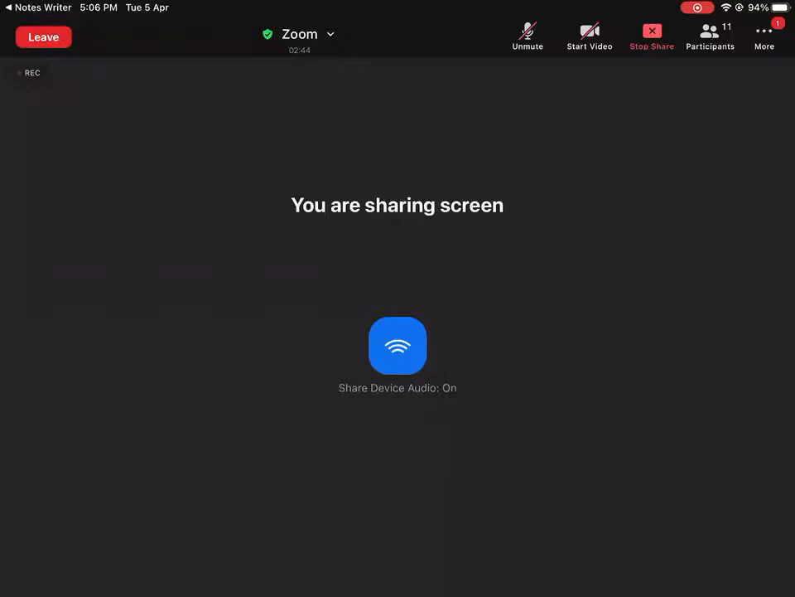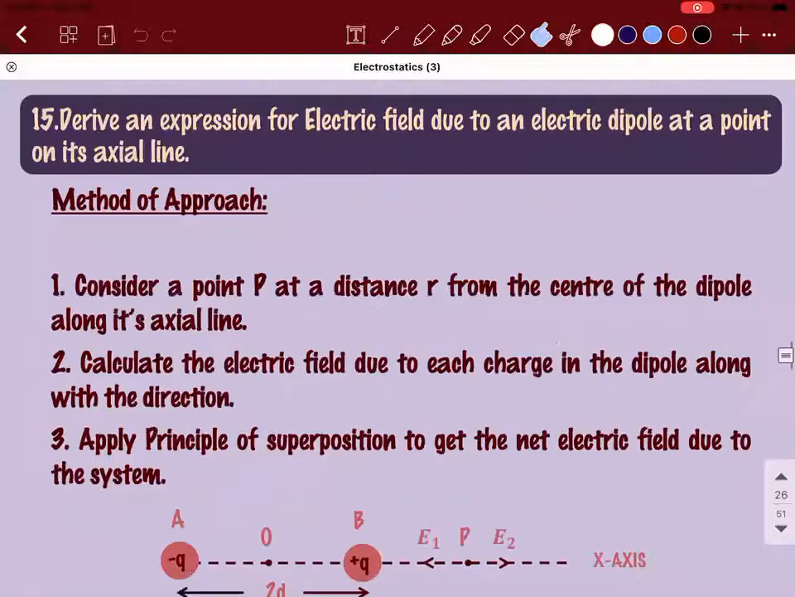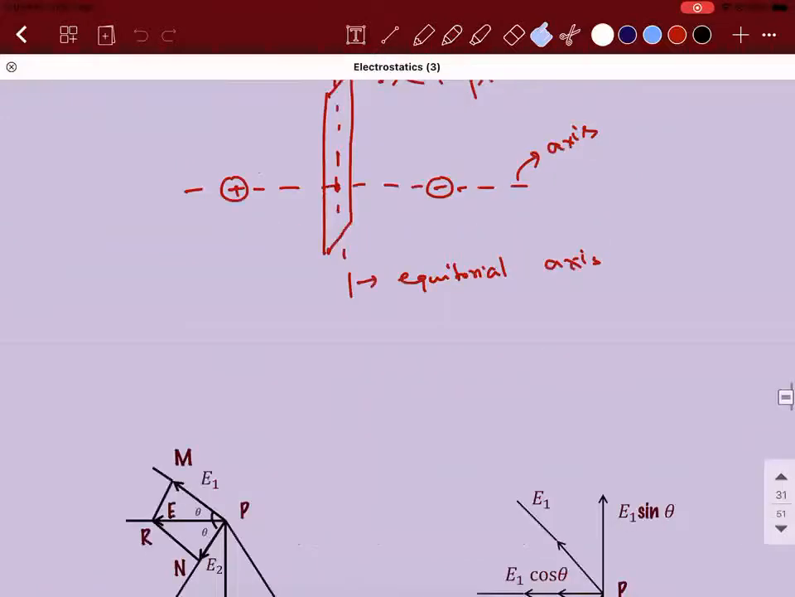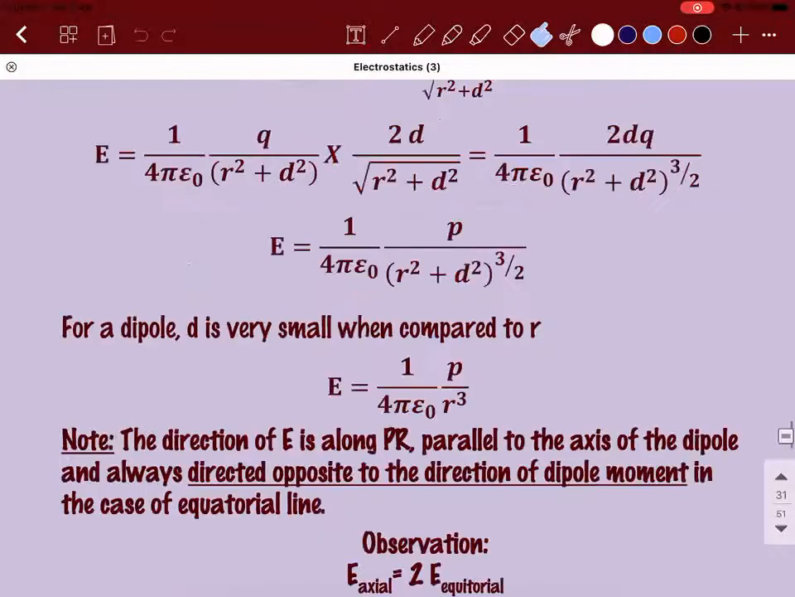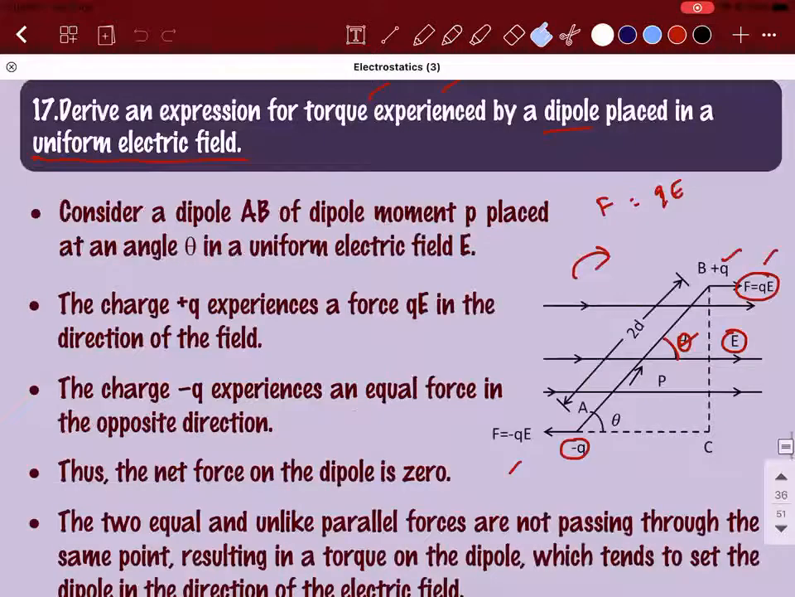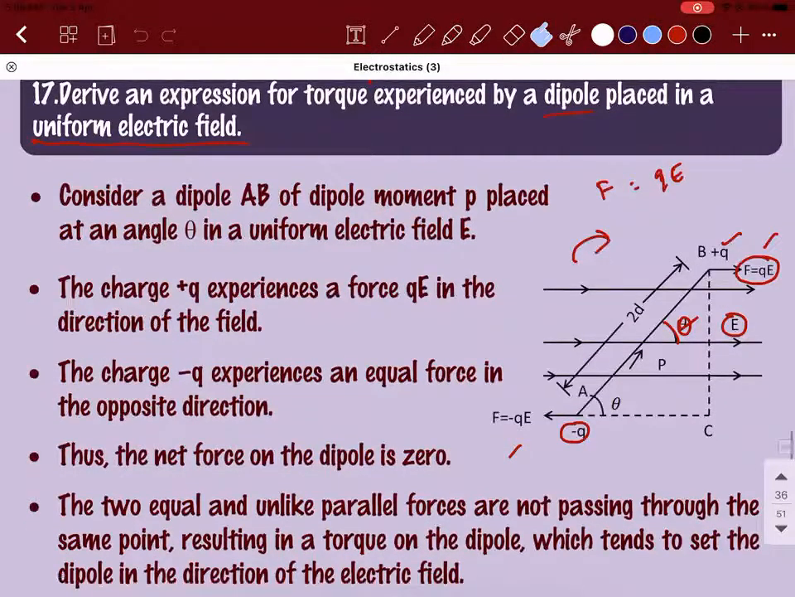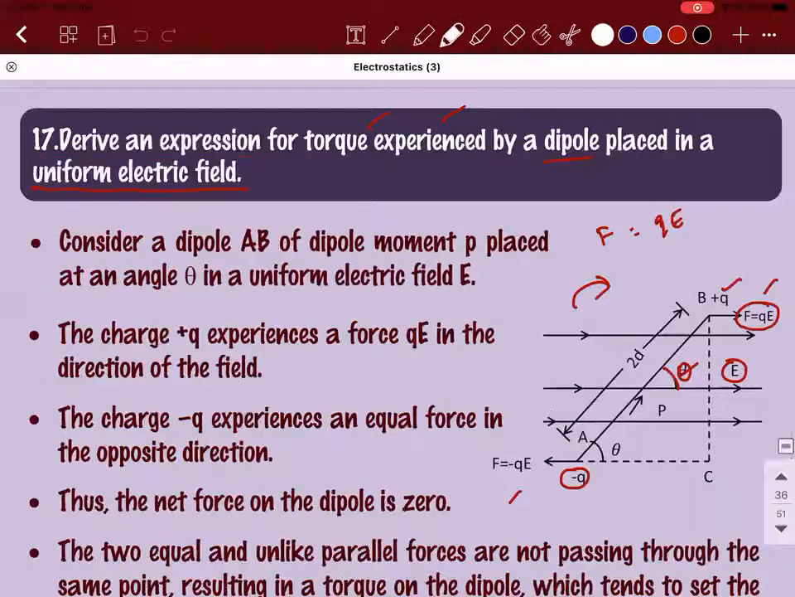So what was the last topic we were discussing? We saw electric field due to a dipole at an equatorial point, right? So let's get started. Today we are supposed to discuss an expression to find the torque due to an electric dipole when it is placed in an external electric field. Is that right? So that is our job.